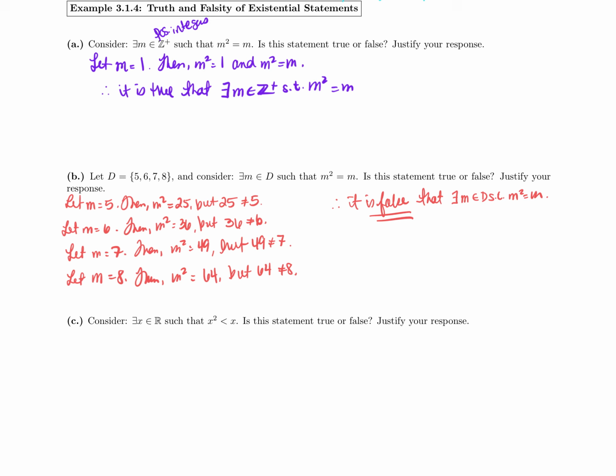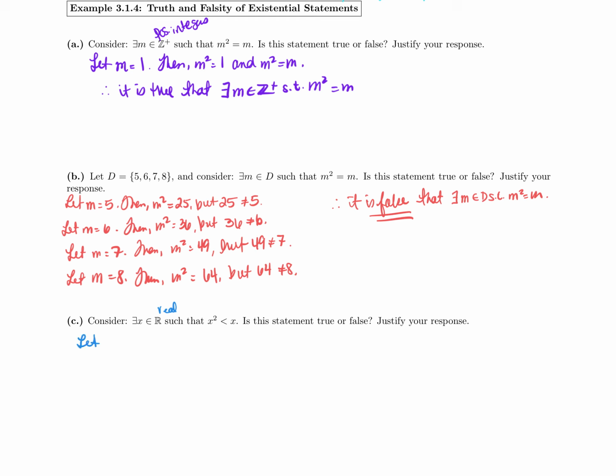Let's try one more. We're going to go back to an infinite domain. Consider the statement: there exists some X in the set of real numbers, remember, these are real numbers, such that X squared is less than X. Is this statement true or false? I sure hope you can answer this, because we already talked about it when we talked about our universal. We used this one as an example of how it wasn't true. But now we're considering the statement that there exists some X in the real numbers such that its square is less than itself. We know that one is true.